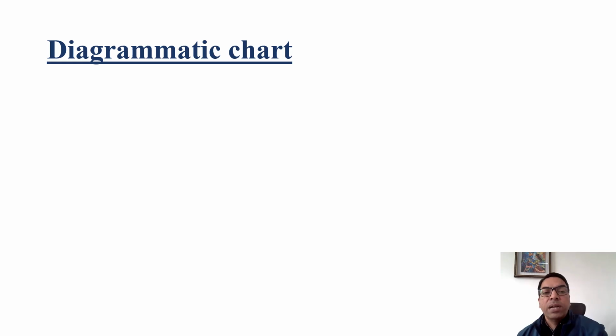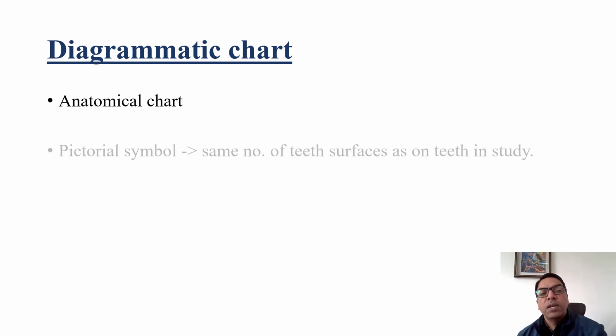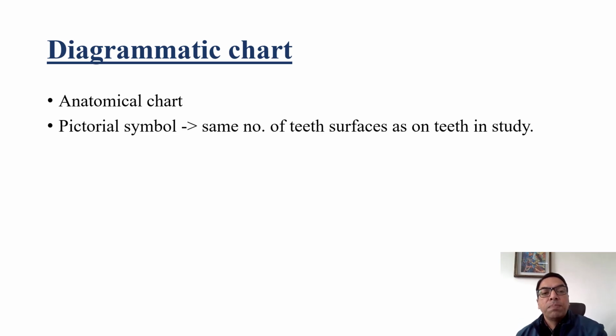Last is the diagrammatic representation of the chart. The diagrammatic representation of the chart is also called the anatomical representation of the chart. Pictorial symbols are used for each tooth, the same number of teeth, and it also includes the surfaces of the teeth. For incisors, it has 4 surfaces, and for premolars and molars, it has extra surfaces.